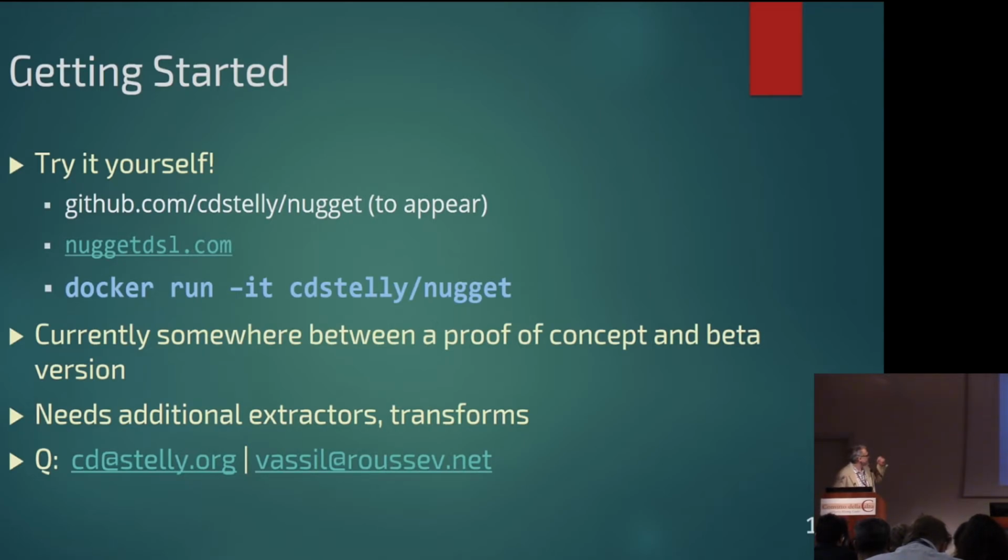Chris has put kind of a skeleton. This is the command to run. So if you have Docker, this will allow you to get in there, and you'll see in the Nugget folder, the Nugget executable itself, and you can just run it with the examples that are there. So this is the short version.